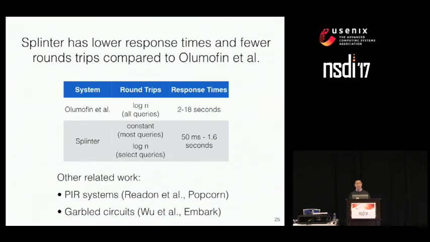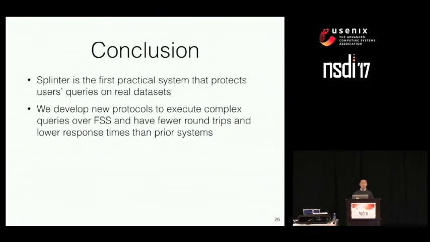So there's other related work in PIR systems and garbled circuits, but they all have much higher communication costs and computation costs, or both. So to conclude, I presented Splinter, which is the first practical system that protects users' queries on real datasets. We developed new protocols to execute complex queries over FSS and have fewer round trips and lower response times than prior systems. Thanks, and I'm now open for any questions.